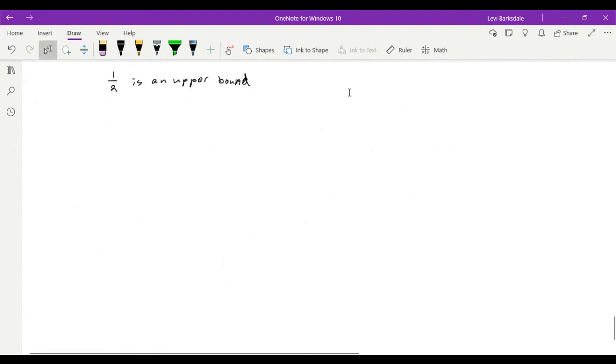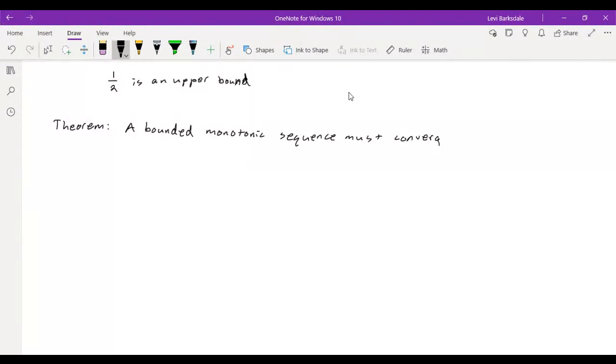And there is a theorem that says a bounded monotonic sequence must converge. And when we say converge, that means that its limit exists. So for example, if we had the sequence a sub n is (-1)^n, well, this isn't monotonic, so its limit does not exist.